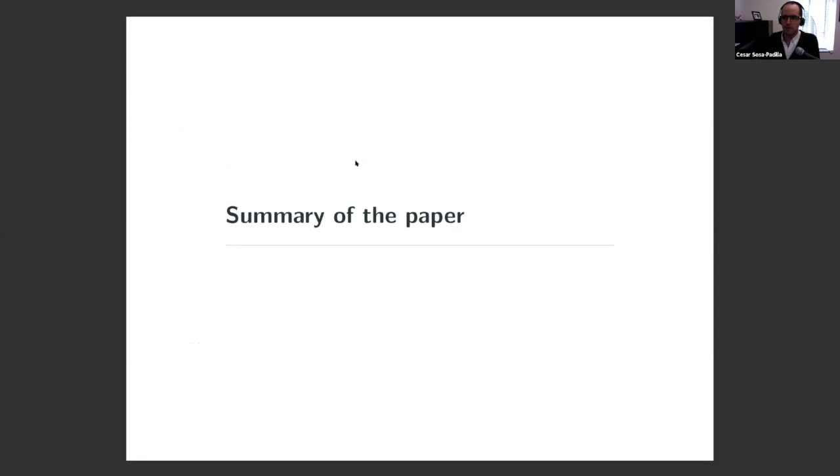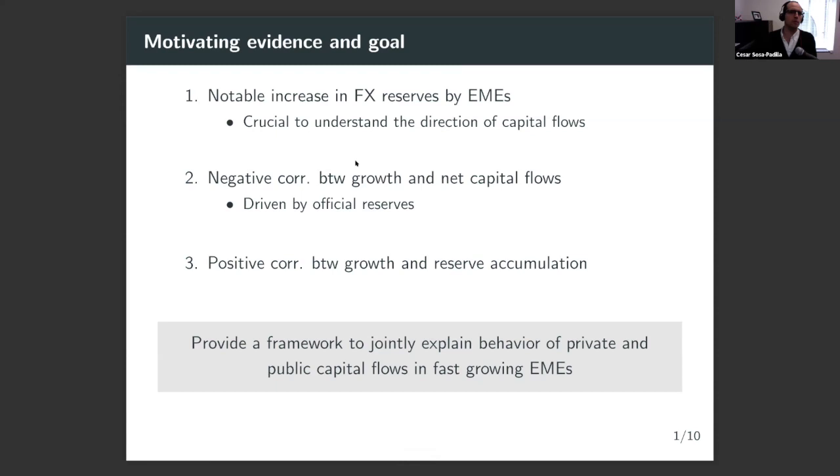So this is the motivating evidence and the goal of the paper. The author starts by noting this spectacular increase in foreign reserves in emerging economies, and says that this is not only an interesting fact in itself, but also crucial to understanding the direction of the other capital flows that we observe. From that, they move to point two, which is the negative correlation between growth and net capital flows, and they say that this is driven mostly by these official reserves.